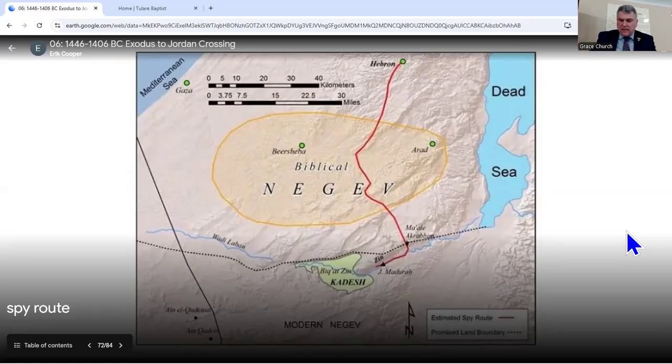So the spies brought back the report, and the people were not happy. Here's an interesting question to ask. Ten of the spies said, this is bad. Two of the spies, Caleb and Joshua, said, this is good. What did the ten spies who discouraged the rest of the nation of Israel get right in their report?